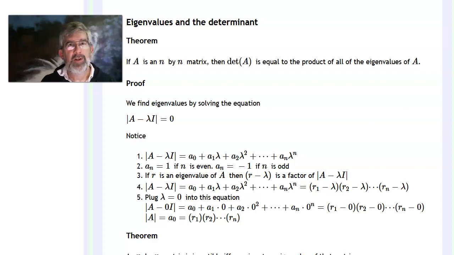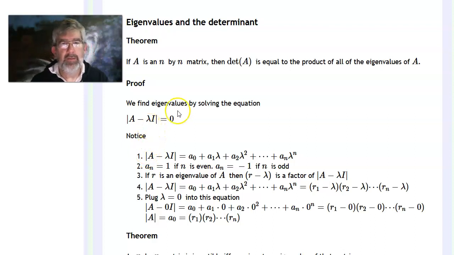In this video, I want to take a look at the relationship between the eigenvalues of a matrix and the determinant of that matrix. And here's that relationship. Theorem: if A is an n by n matrix, then the determinant of A is equal to the product of all of the eigenvalues. Now that takes into account multiplicity. So if a particular number is an eigenvalue with multiplicity 3, then you have to include it in the product 3 times. And here's the proof.